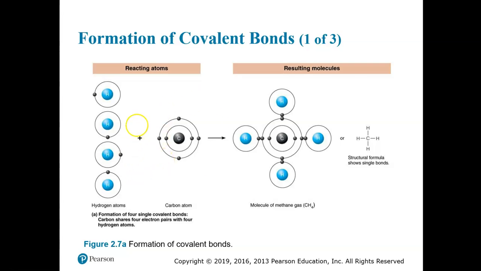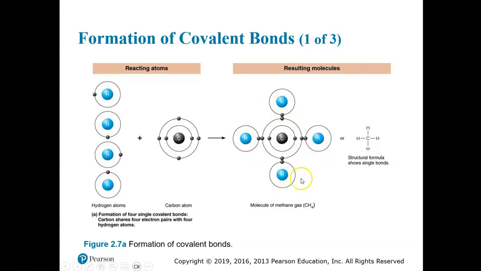Okay, so we're starting with carbon, which has 4 valence shell electrons. So what does it need? It needs 4 more to have 8. And then we're starting with 4 hydrogen atoms, which each have 1 valence shell electron. And each one of these hydrogen atoms needs another electron to be stable. Okay? So what's going to happen is each of the hydrogen atoms will share 1 electron with carbon, and the carbon will share one of its 4 with each hydrogen.